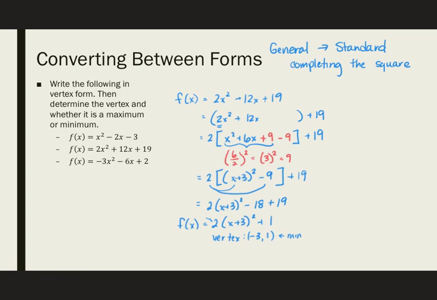Our domain is all real numbers. And for the sake of space, I'm just going to not write it. Okay, it's negative infinity to positive infinity. And our range, because this is a minimum, is going to go from the y value of the vertex up to infinity. Okay. Again, pause it because I'm going to erase.